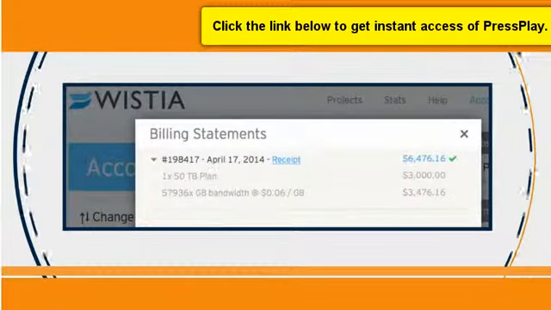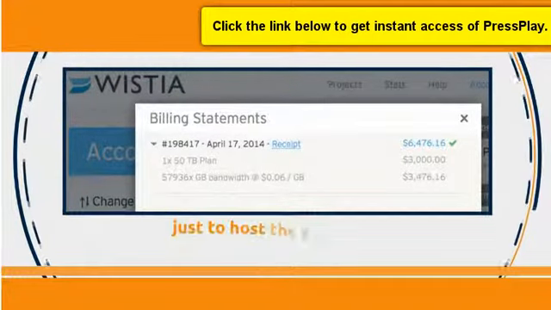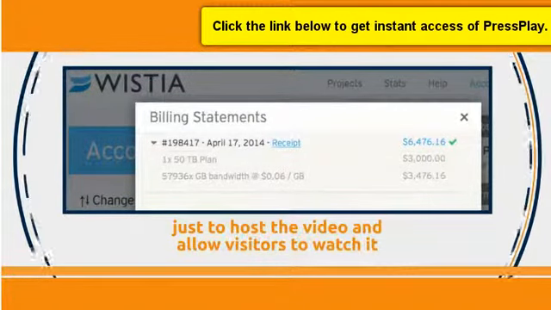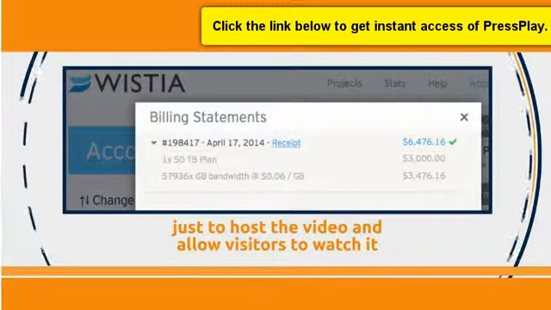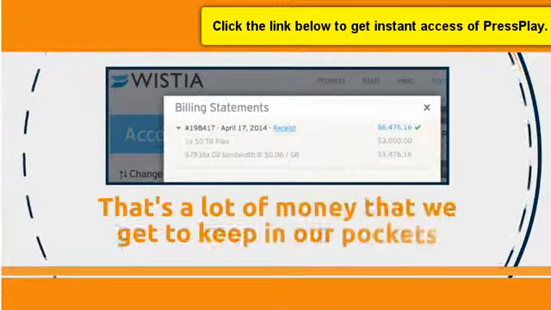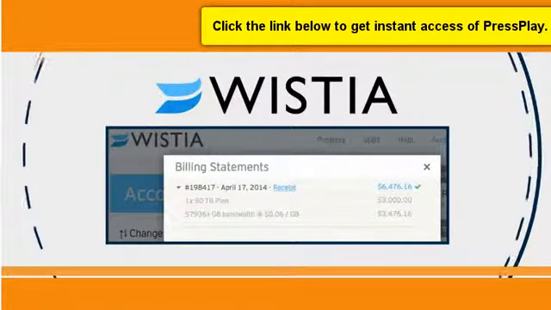Before implementing this one strategy, our billing statement was nearly $7,000 per month just to host the video and allow visitors to watch it. Now this was on a website that we were getting thousands of visitors per day, but even if you were getting only a couple hundred per day, that's a lot of money that we get to keep in our pockets. These charges were from a service called Wistia.